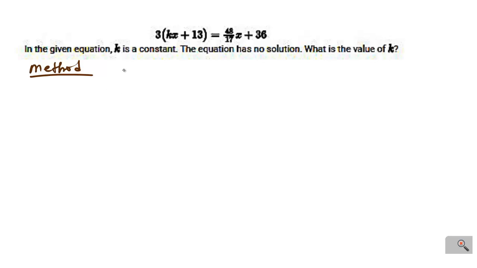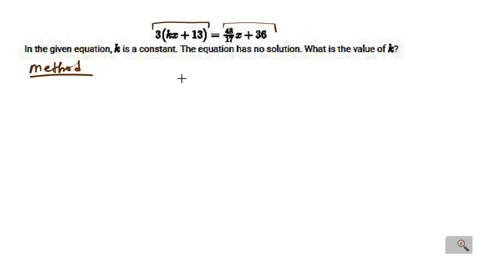For this method 2, we are going to be making use of the slope-intercept form because that is very important. A system of linear equations has no solution if the two equations have the same slope but different y-intercept. So how do we now get that done? If you look at the left hand side of this equation and the right hand side of this equation, we can express both of them in slope-intercept form.